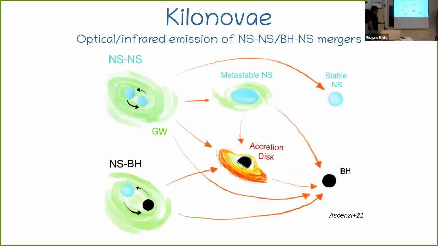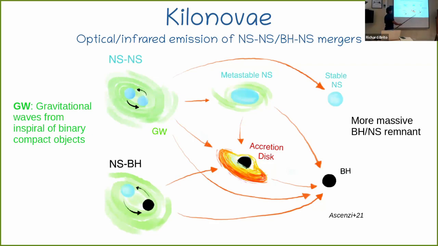And so you know the deal. These guys spiral in, emitting gravitational waves, shrinking, and then merging. And then the thing that you have in the merger is either a more massive neutron star or a black hole you can have. But in between, you can have a metastable neutron star or maybe a black hole with an accretion disk.